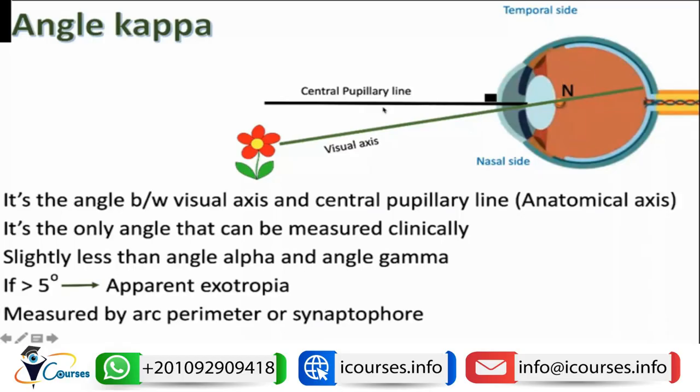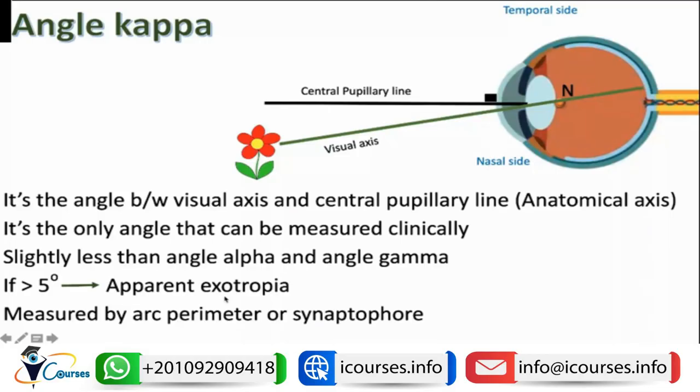The importance of this angle is that it is the angle between the visual axis and the anatomical axis. The anatomical axis is the central pupillary line. Also, this angle is the only angle that can be measured clinically. It can be measured by either a device called the synoptophore or an arc perimeter, and it is slightly less than angle alpha and angle gamma. And if it is large, it will lead to apparent exotropia.